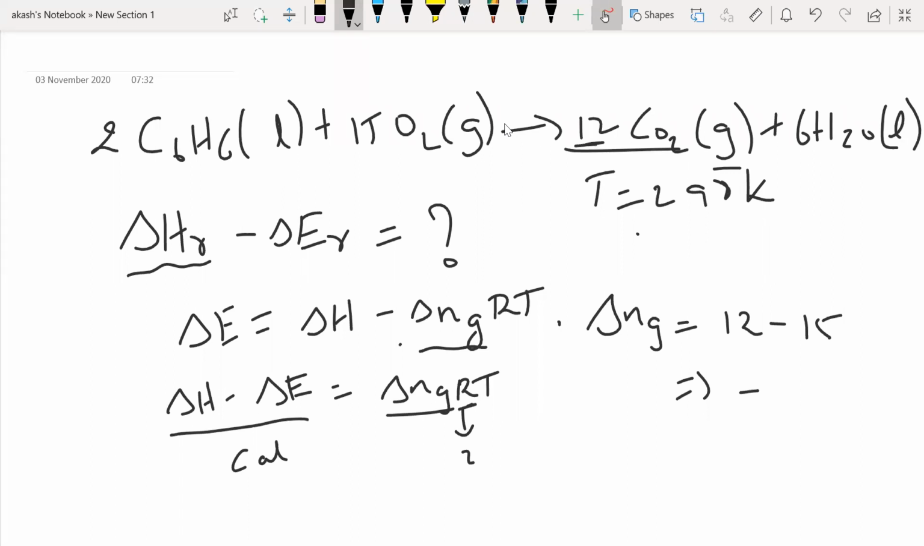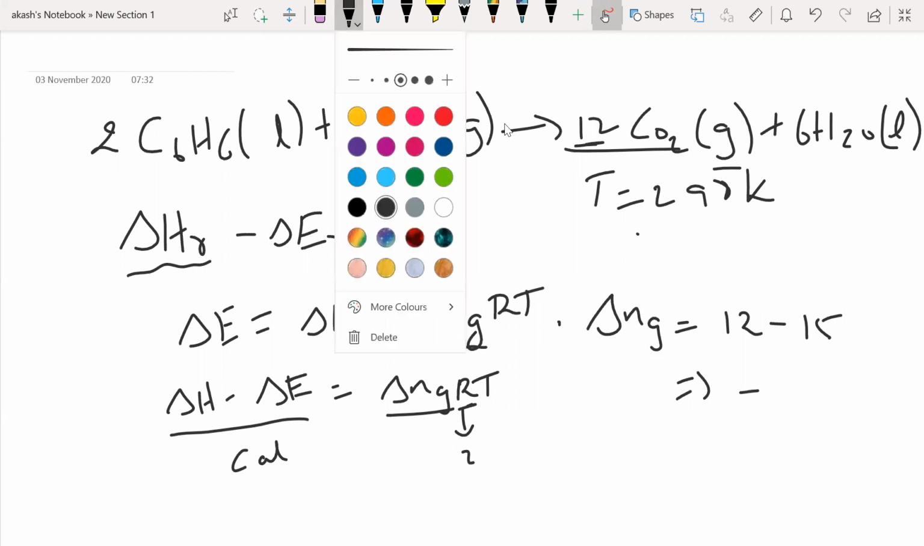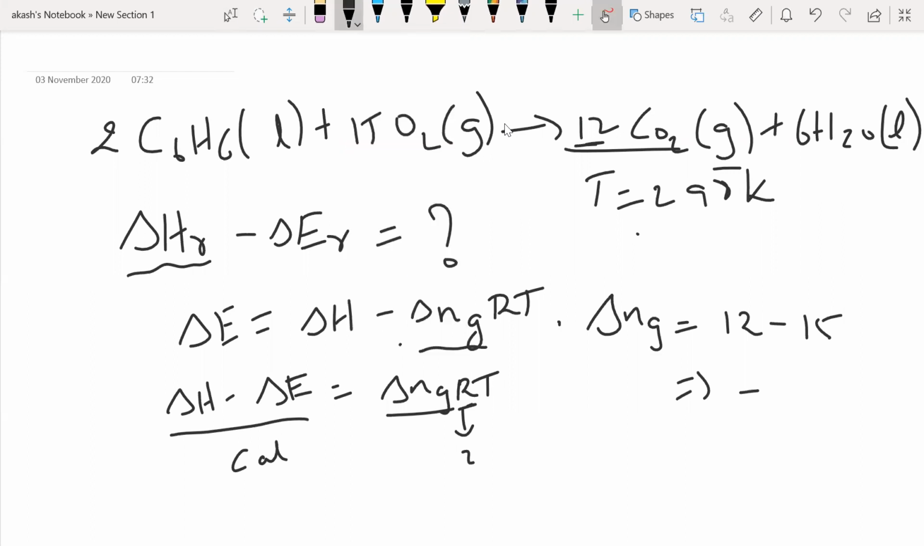What happened? Oh God. Lot of problem. I'm new to this. That's why it's taking like this.